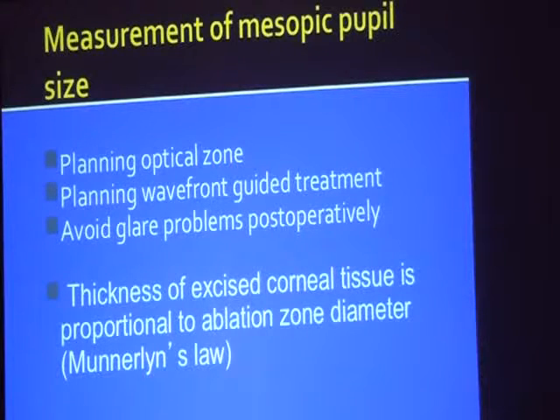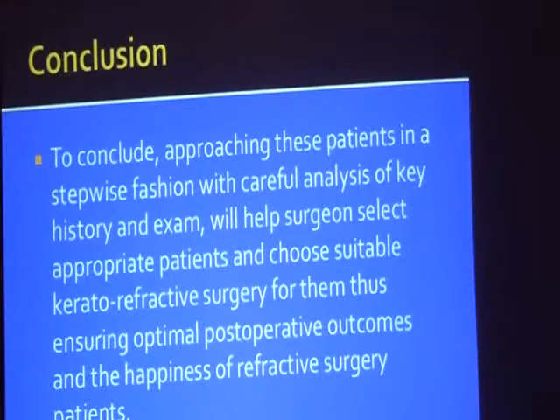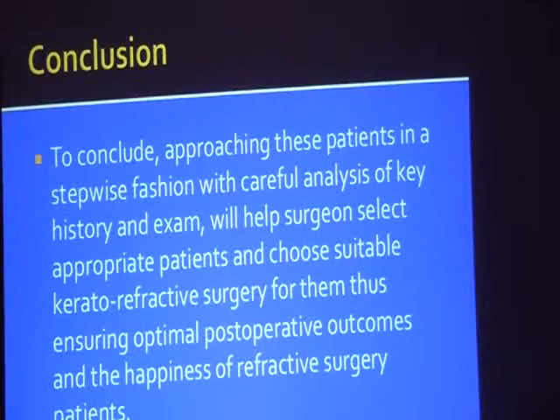The thickness of the excised corneal tissue, as we know, is proportional to the ablation zone. So basically you have to play with increasing the optical zone in terms of the pupillary size, while keeping the residual bed thickness beyond 280 or 300 microns. So these are some of the very basic points.